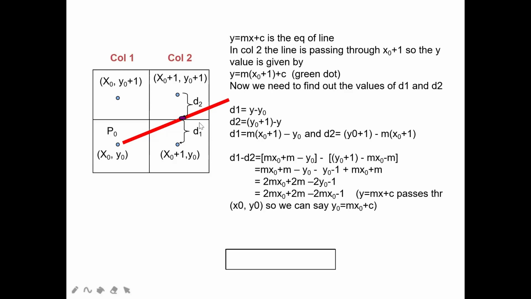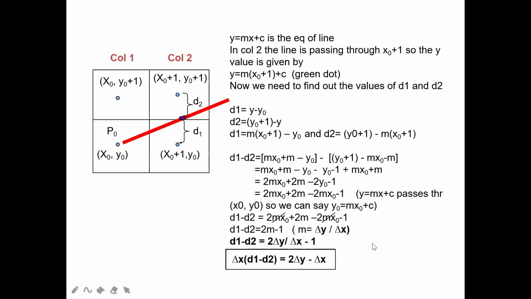Okay. So here you can see d1 equals y minus y0, and d2 will be equal to y0 plus 1 minus y. So now we should find out the difference. If you do d1 minus d2, similarly put all the values and remove your brackets, you will be with this. Here you can see 2mx0, and this 2mx0 will get cancelled. Then d1 minus d2, you will get it as 2m minus 1.